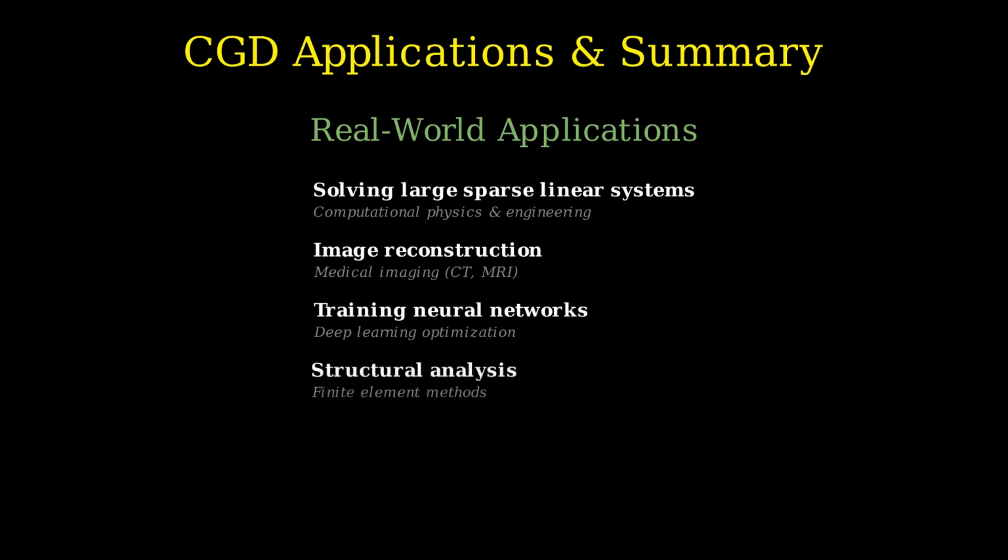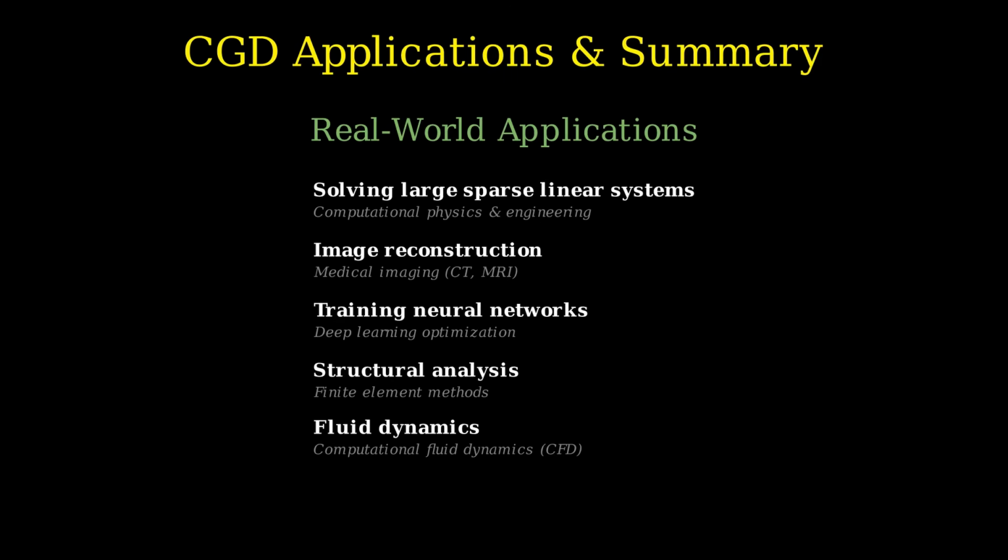So where do we actually use conjugate gradient descent in the real world? It turns out everywhere. 1. Computational physics and engineering, solving large, sparse, linear systems. Think structural analysis of bridges, heat distribution in materials, electromagnetic field simulations. 2. Medical imaging, image reconstruction in CT scans and MRIs. When you get a medical scan, CGD is often working behind the scenes to turn raw sensor data into clear images.